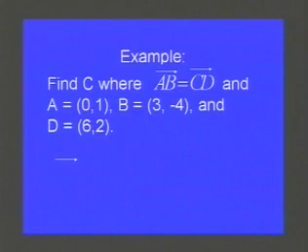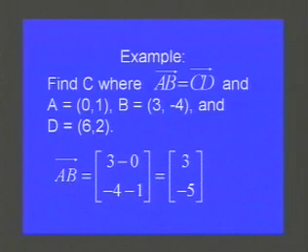All right, another example. This time we're looking for C. We again have that AB is CD, and A now is the point 0, 1, B is the point 3, -4, and D is the point 6, 2. I'm looking for C. Okay, now again, AB is equal to CD, so let's find AB. AB is going to be 3 minus 0, -4 minus 1. So AB is the algebraic vector 3, -5.